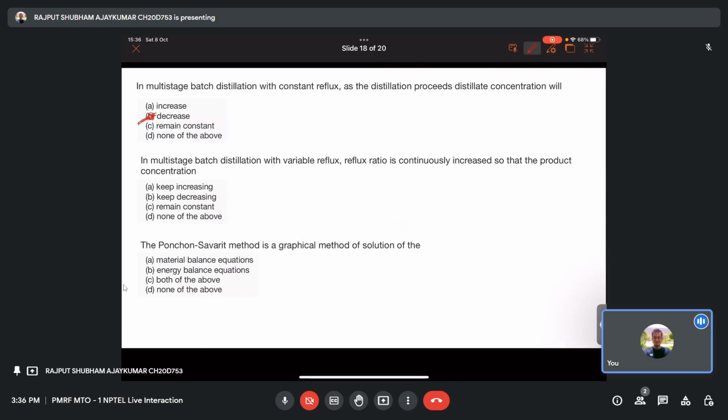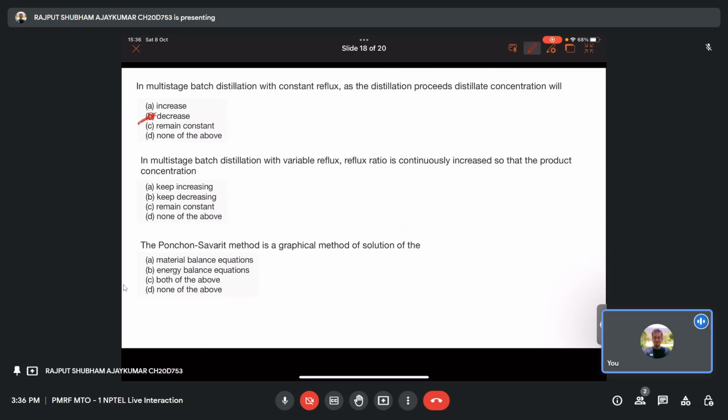Okay, so we'll go to the second one. In multi-stage batch distillation with variable reflux. Now this is variable reflux. We'll discuss two types of reflux in today's lecture, one is constant and the second one is variable. So in multi-stage batch distillation with variable reflux, the reflux ratio is continuously increased so that the product concentration.